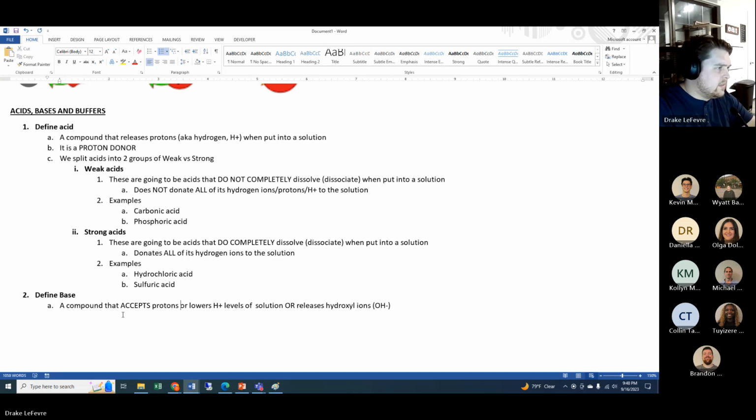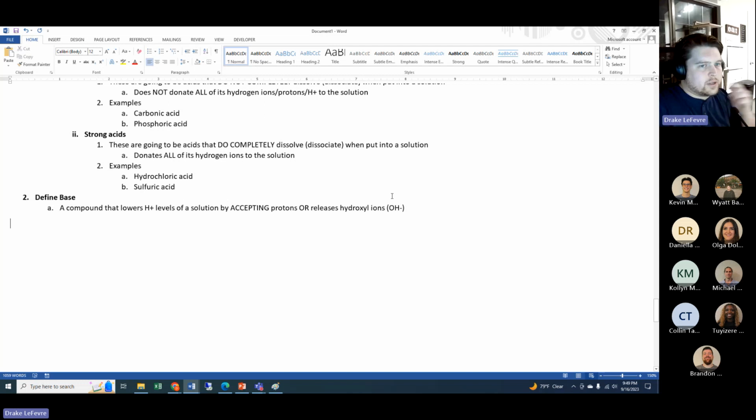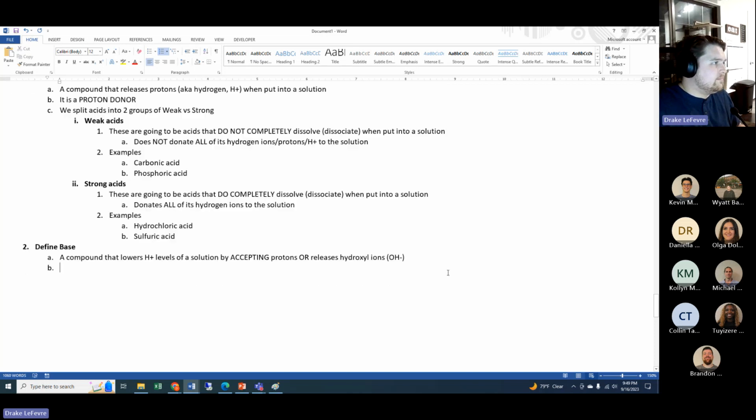which actually I would say even cut this part out. A compound that lowers the hydrogen levels of a solution by accepting protons or releasing hydroxyl ions. That's a better definition. Reworked it a little bit. Okay, and just like we had, so this is going to be, it is a proton acceptor or gives OH.